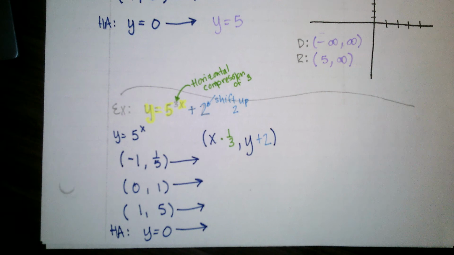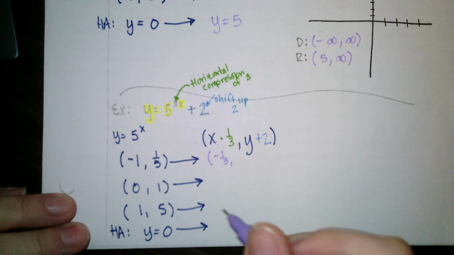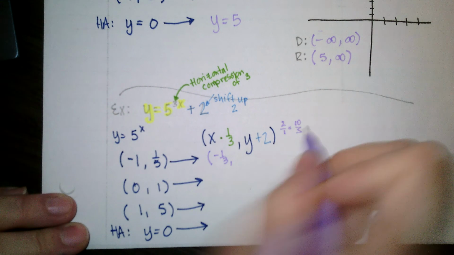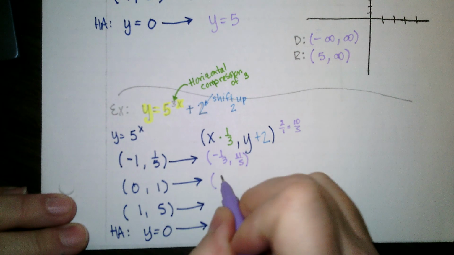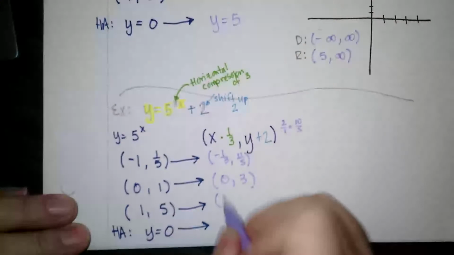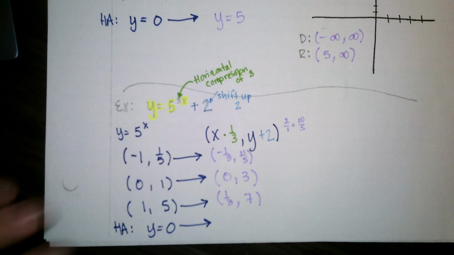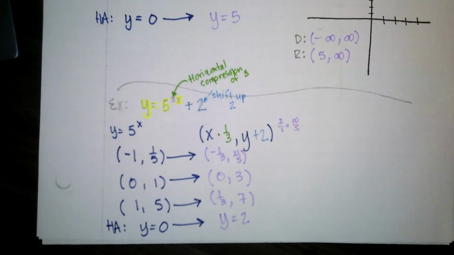So we've got -1 times 1/3 is going to give us -1/3. And then 1/5 plus 2, well, 2/1 would be 10/5. So 11/5. 1/3 times 0, 0. 2 plus 1, 3. 1/3 times 1, 1/3. 5 plus 2, 7. And then the horizontal asymptote, also a y value, so we add 2 to get y equals 2.